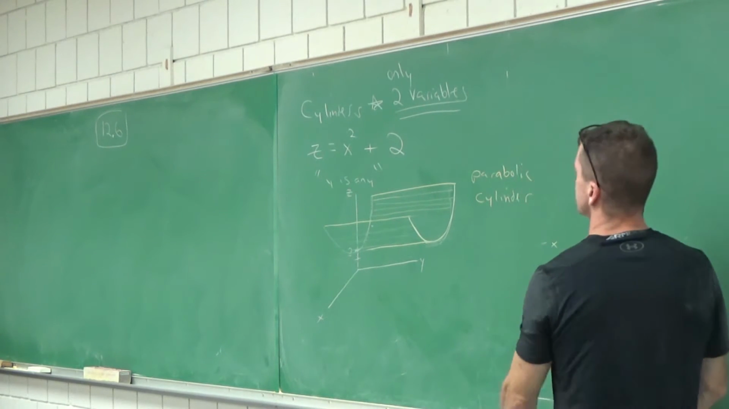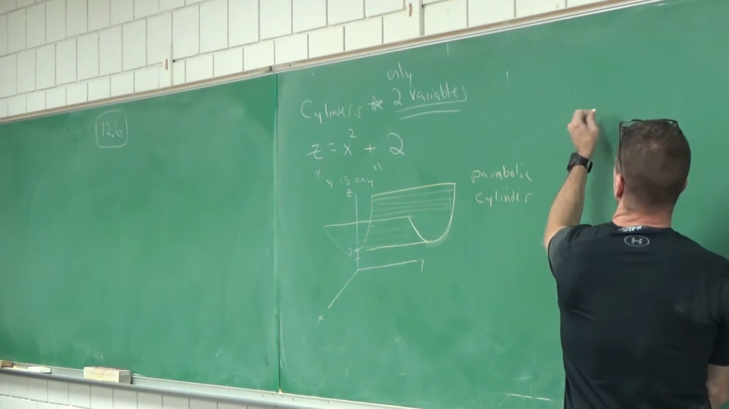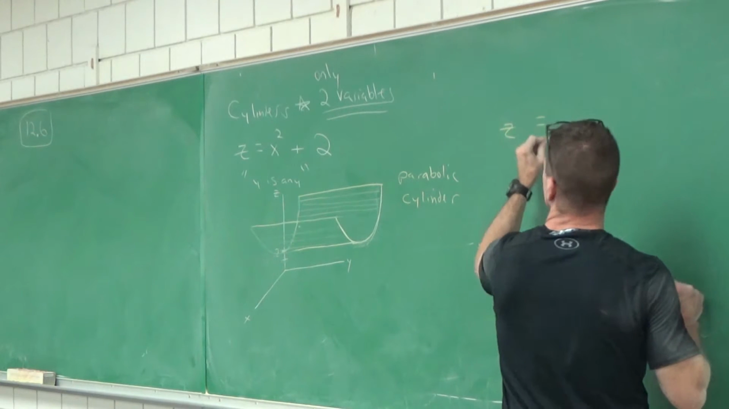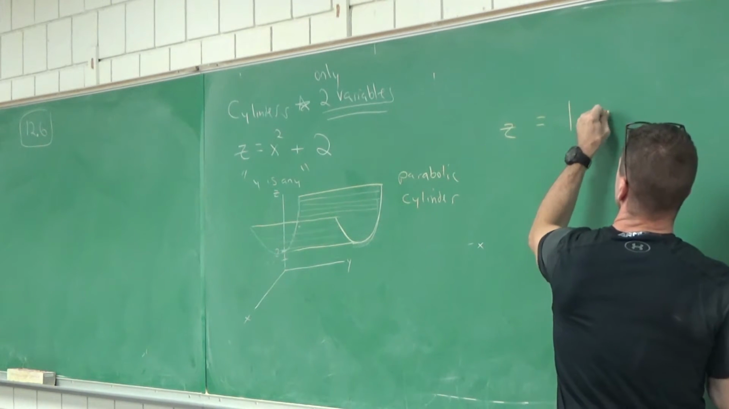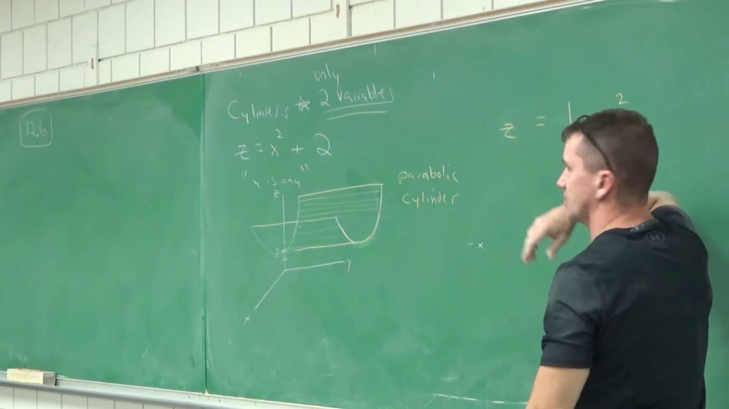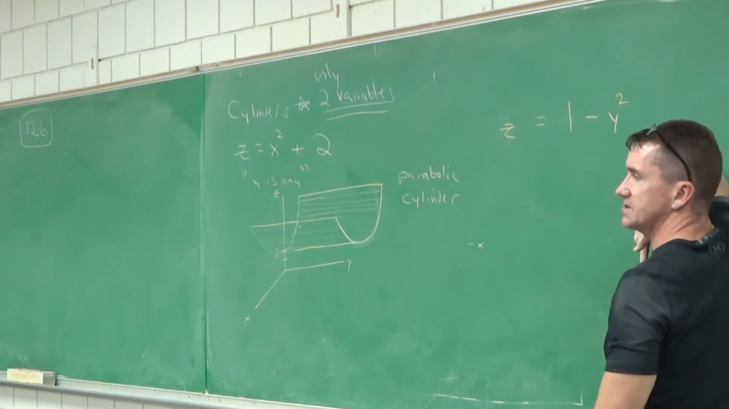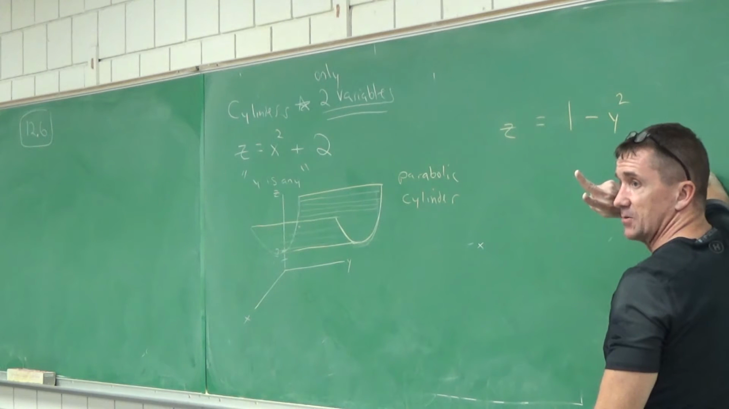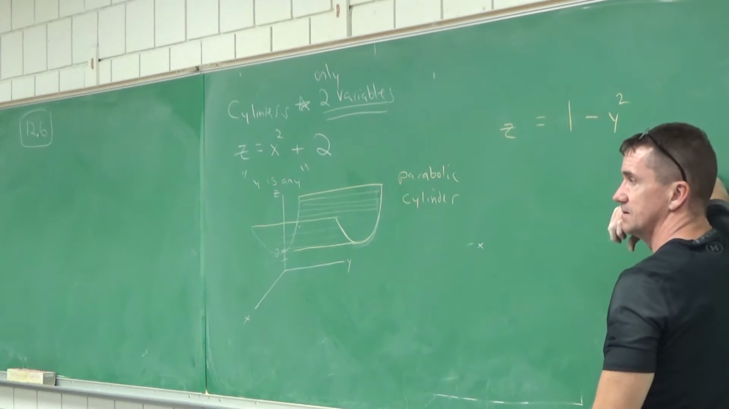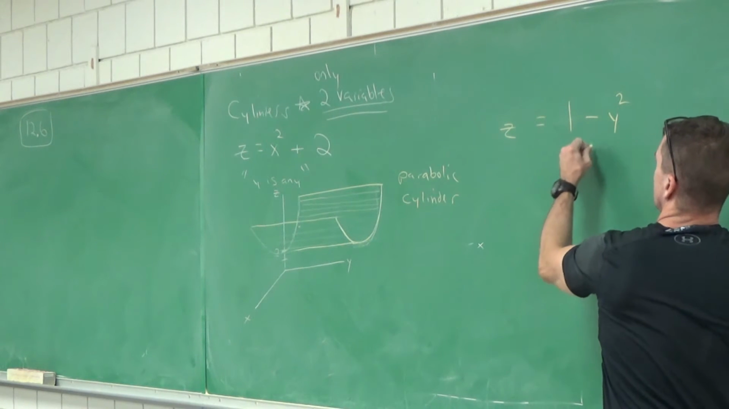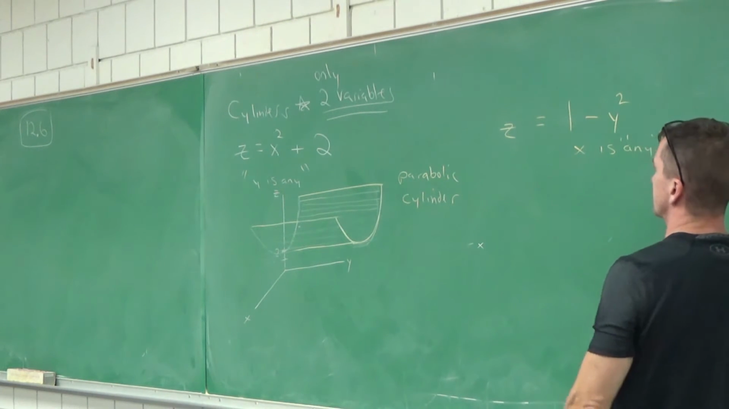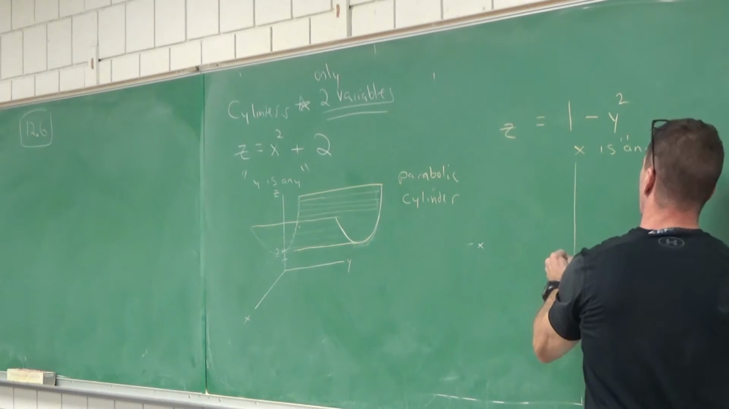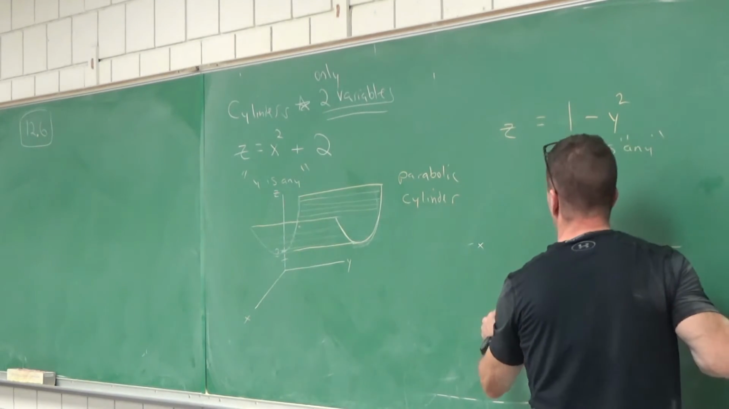Can you try one more of these? How about z equals 1 minus y squared? You'll get stuff like that in our course. First of all, how do I know that's a cylinder? 2 variables. Who's missing? X. X is missing. X can be anything. X can take on anything. We'll try to make a rough sketch. There's a 1 in front. It's shifted up 1. What did the minus do?